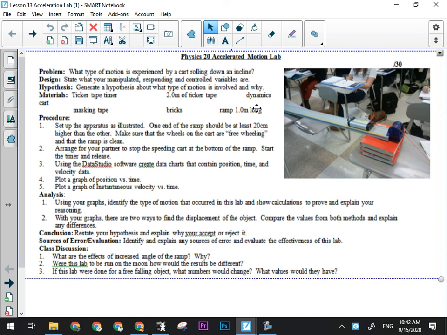Because the steeper you make it, the faster, obviously, it goes down the ramp, and the less data you get. Having just a moderate incline means it's still going to accelerate, but you're going to get more data, and the more data you get, the better your analysis can be.